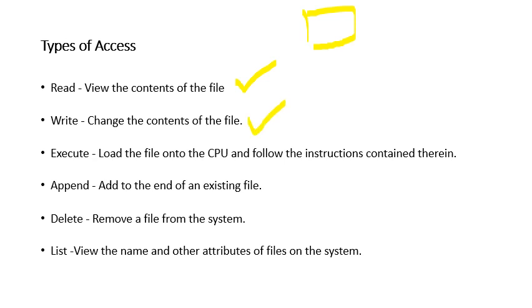If the file has write permission, then if the user wants to make any changes, or add some more content to the file, that is possible. Next is execute. Executable means we can load the file onto the CPU and run the file, and we can produce the output, if the file has the executable permission.